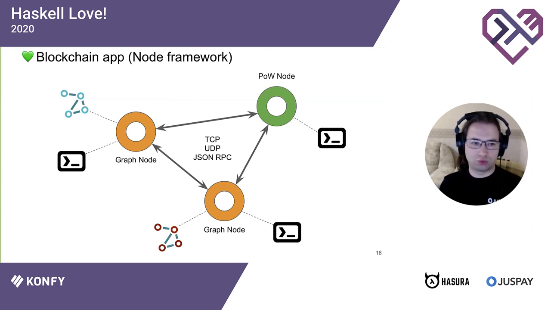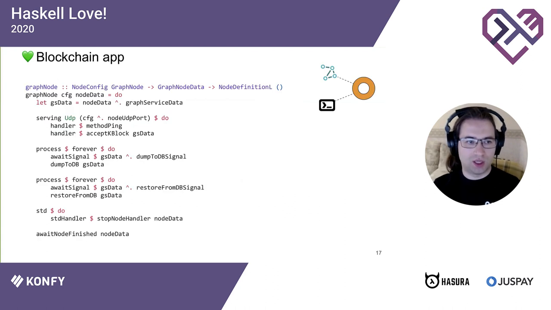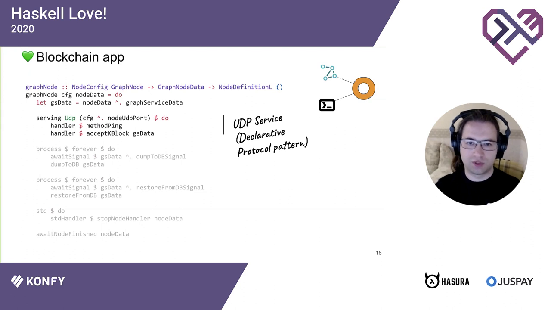So those parts could be really independent and they should interact somehow. And this interaction is also made with STM. And in here you see a piece of that logic. This is a definition of a node. The graph node will be holding a graph and it can serve UDP requests coming from other nodes all around the world, for example. Currently it has only two methods, but this is not the limit for sure. And you can add more methods here declaratively.